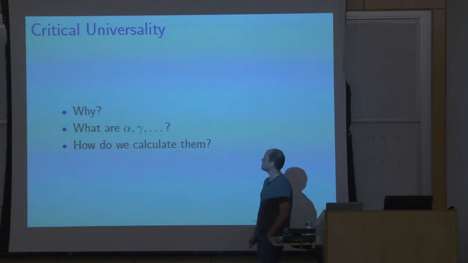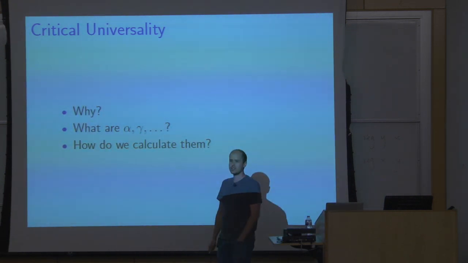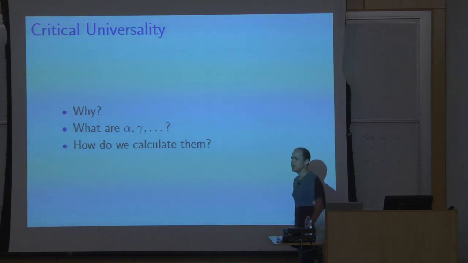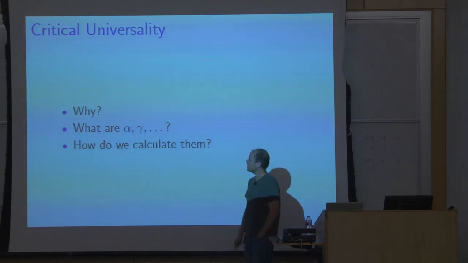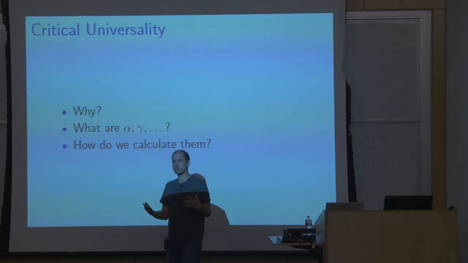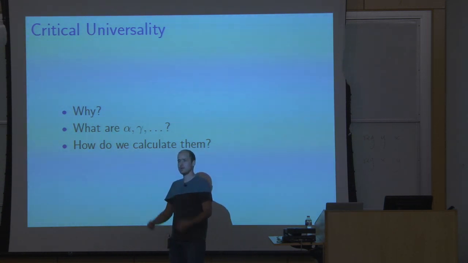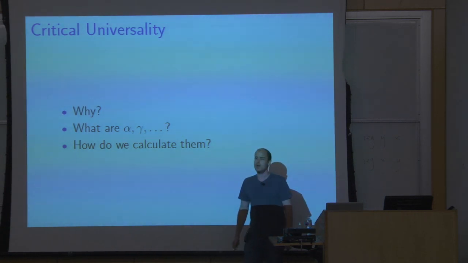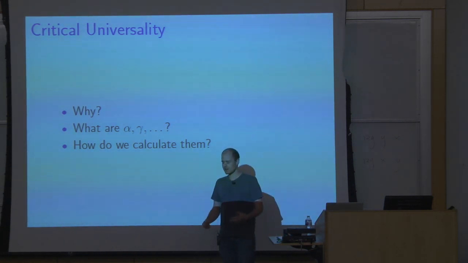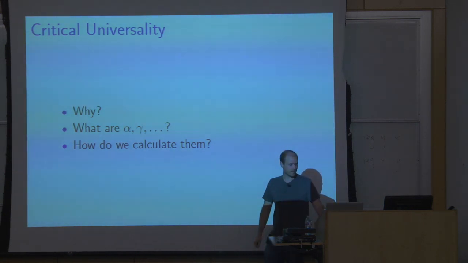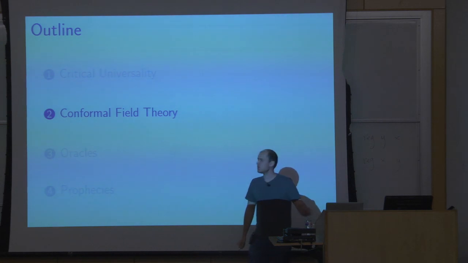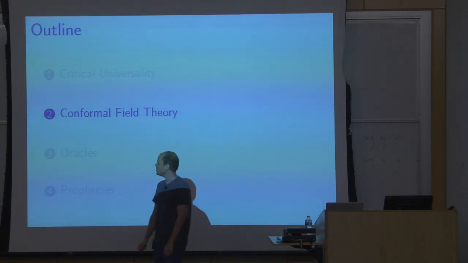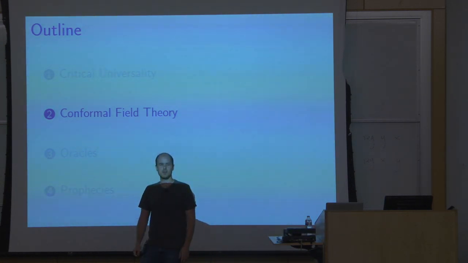OK, so why on earth is this happening? What are these numbers, these funny constants of nature, and how do we calculate them? The fact that many different systems are described by the same numbers is called critical universality. And basically what we want to do is understand what leads to critical universality. OK, so that leads me to the next topic, which is conformal field theory, which is supposed to answer these questions. Before I go on, are there any questions about what I've talked about so far?